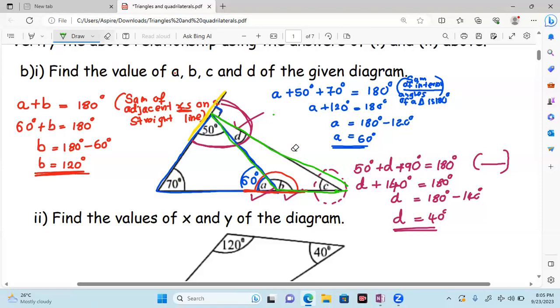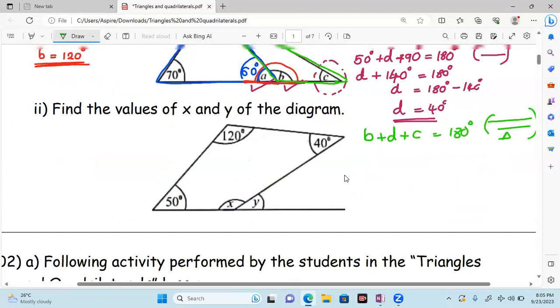There is a triangle here. Therefore, by identifying this triangle, we can write B add D add C equals 180. Now the reason is different. The reason is the sum of the interior angles of a triangle. Now we are coming to the interior angles of a triangle.